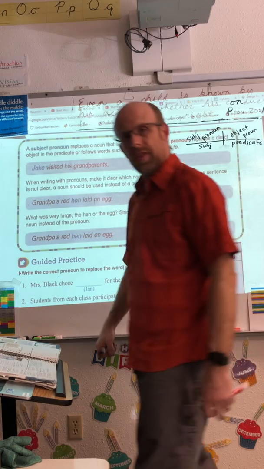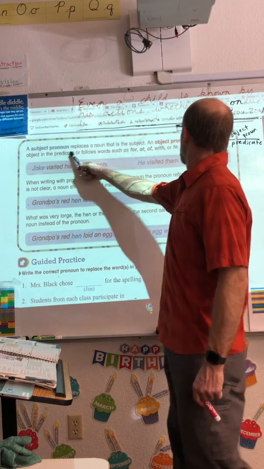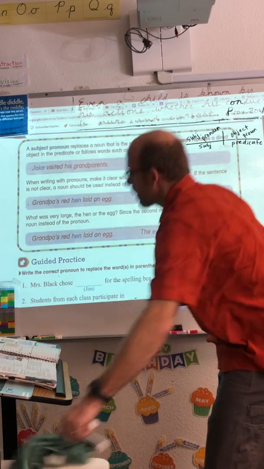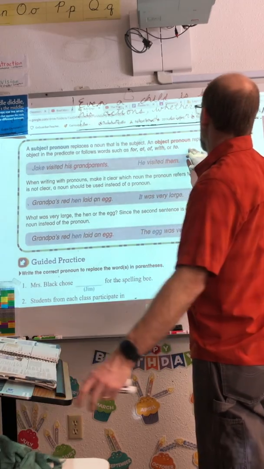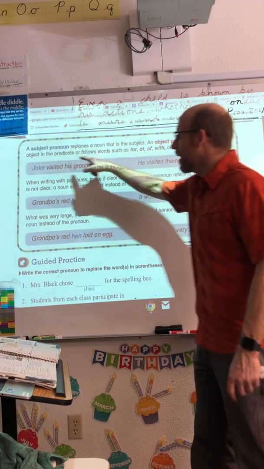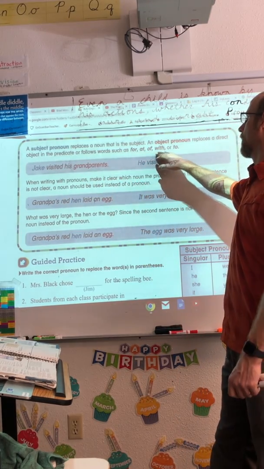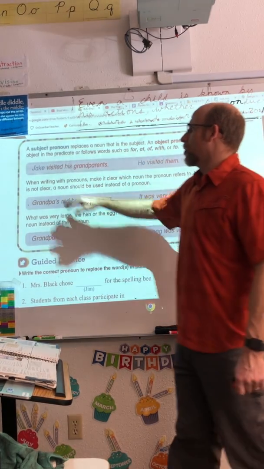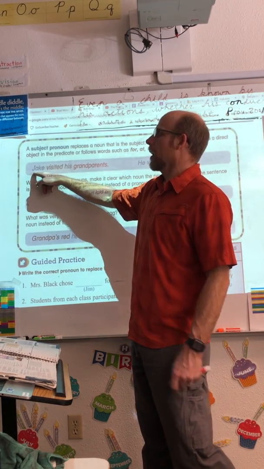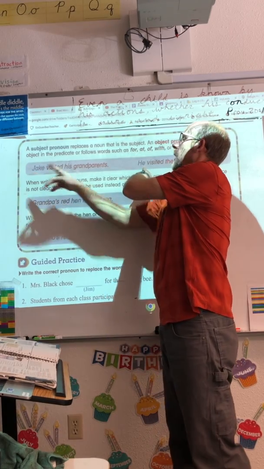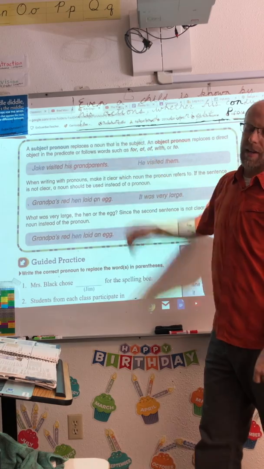For us, it's going to be kind of simplistic, because next year we'll get a little bit more challenging on this concept. The subject pronoun replaces a noun that is in the subject. An object pronoun replaces a direct object in the predicate, which is what I've been telling you, or follows words such as for, at, of, with, or to. Jake visited his grandparents. So we replace Jake with he, and grandparents with them. Those fit what I just erased a little bit ago.